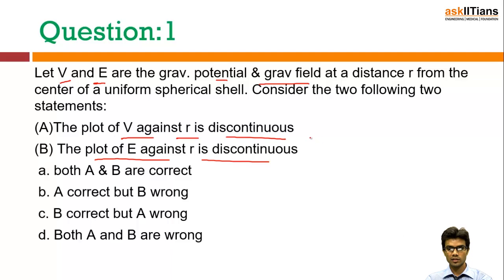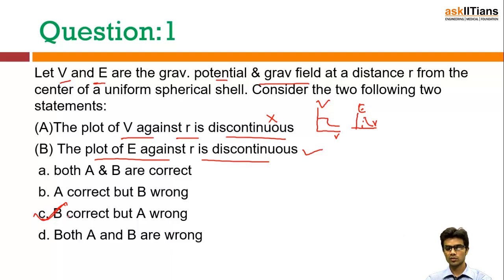We already studied V is continuous for a shell, like this, and this is the E versus r, this is the V versus r. So the plot of V against r is discontinuous, this is wrong. The plot of E against r is discontinuous, this is correct. So B is correct, A is wrong. So option C is the correct answer.